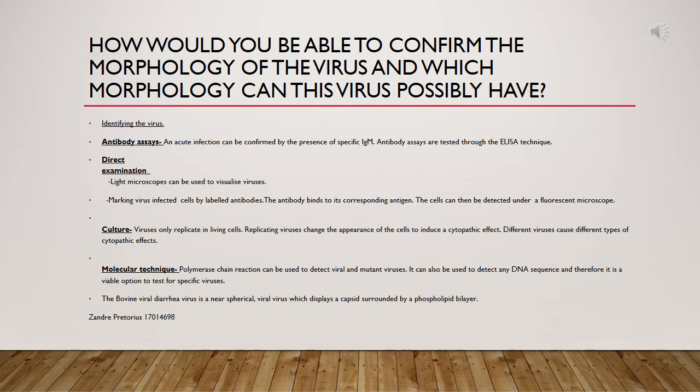The second technique is the direct examination. Electron microscopes can be used to visualize viruses, marking virus-infected cells by labeled antibodies. The antibody binds to its corresponding antigen. The cells can then be detected under the microscope.